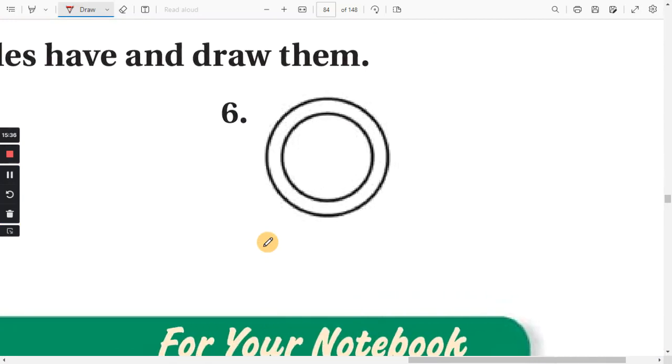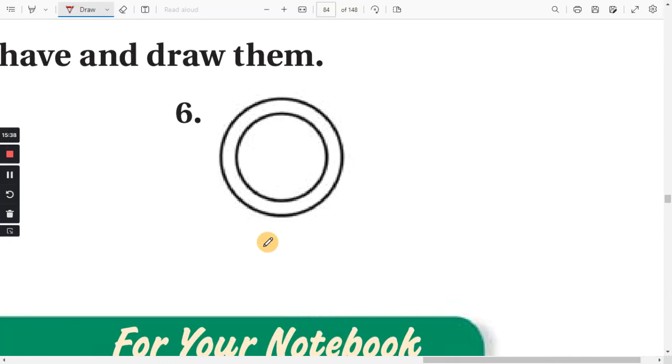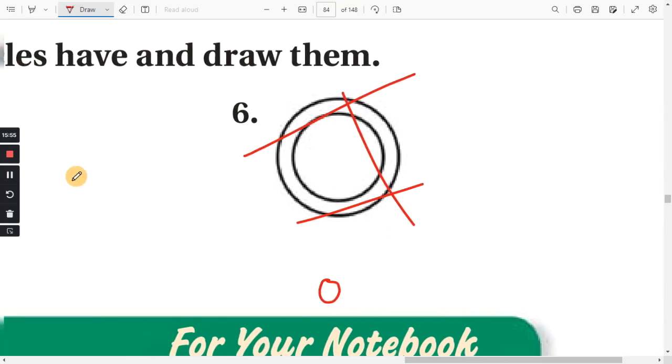All right, please try number 6. I think number 6 is 0. There is no line that you can draw that is tangent to both circles. It's impossible. So no matter where you draw the line, it won't work. So that one is 0 as far as I know.